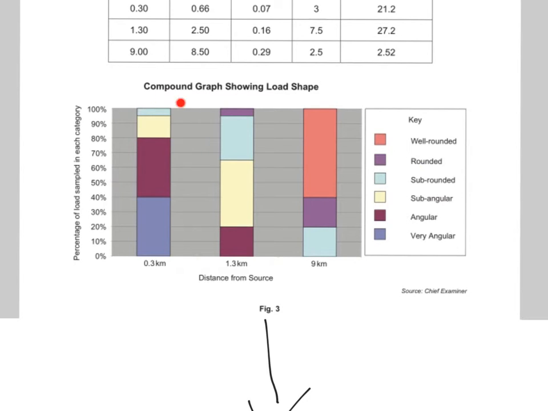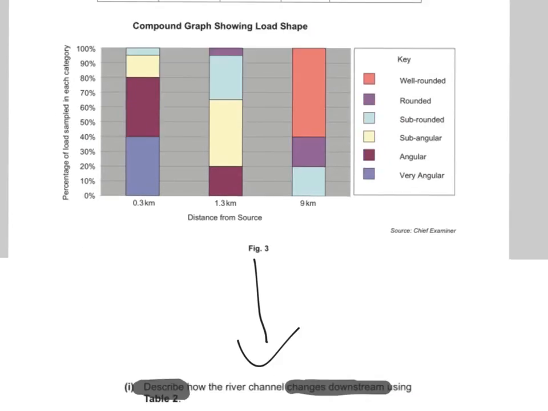We can also see that there are small figures for these two, but don't forget it's always important to also mention what's not there. So at 0.3 kilometres from the source, you could also say that there are no well-rounded or rounded rocks. To develop your description a bit further, you can talk about 9 kilometres from the source. The most frequently occurring load shape is well-rounded with 60%, and again it might also be appropriate to say that there are no angular or very angular rocks here.